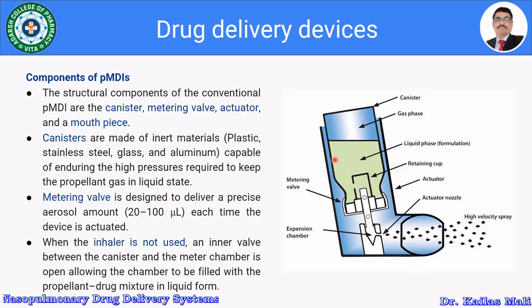The canisters are made up of inert materials like plastic, stainless steel, glass and aluminum, capable of enduring the high pressure required to keep the propellant gas in a liquid state. The metering valve is designed to deliver a precise aerosol amount, 20 to 100 microliters, each time the device is actuated. When the inhaler is not used, an inner valve between the canister and the metering chamber is open, allowing the chamber to be filled with the propellant drug mixture in a liquid form.